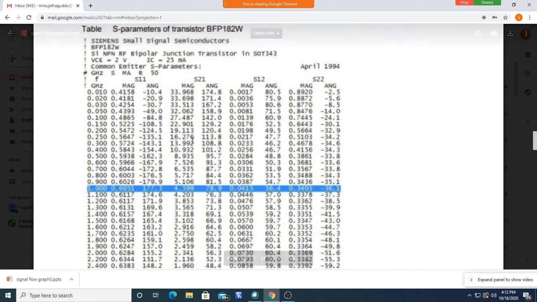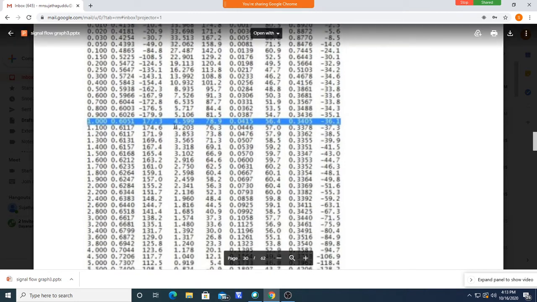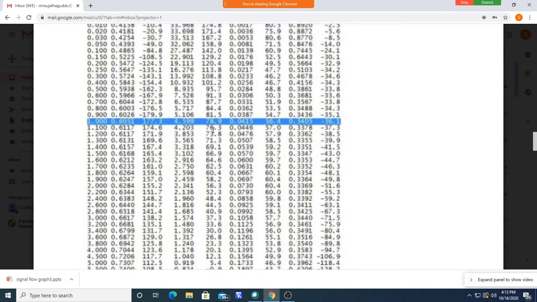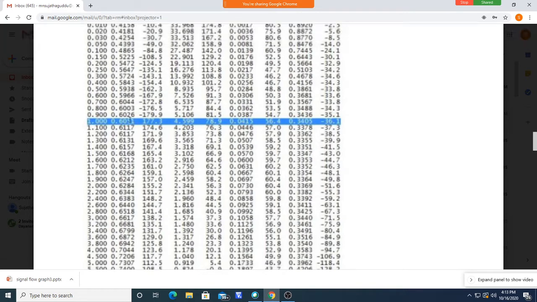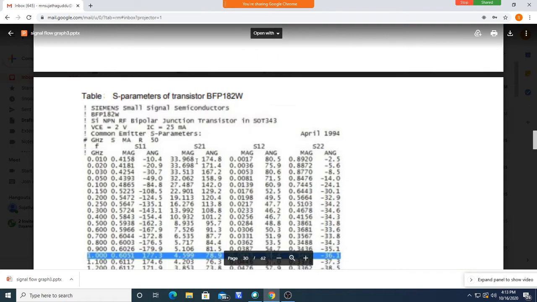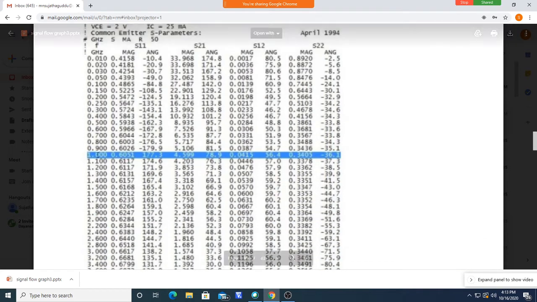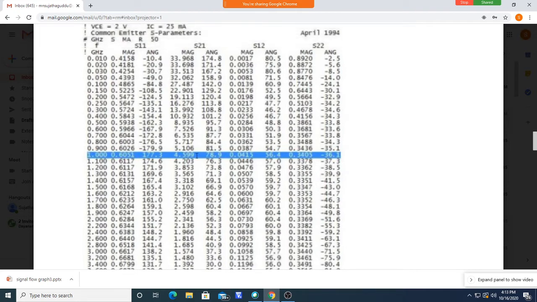Even if you apply the same input, say 1 volt, the output changes as the frequency changes. So if you want to design at 1 gigahertz, you should note down the transistor parameters at that particular frequency. If you are using this transistor to operate at 1 gigahertz, you should note down the parameters at 1 gigahertz. These values you should use while designing our circuit.